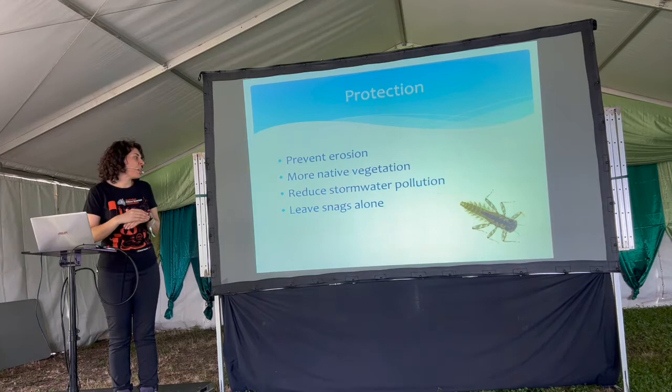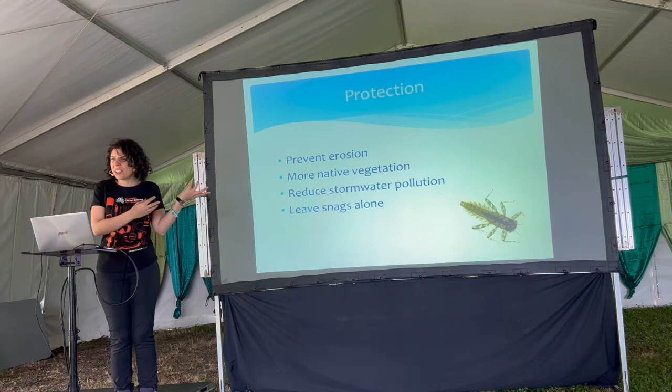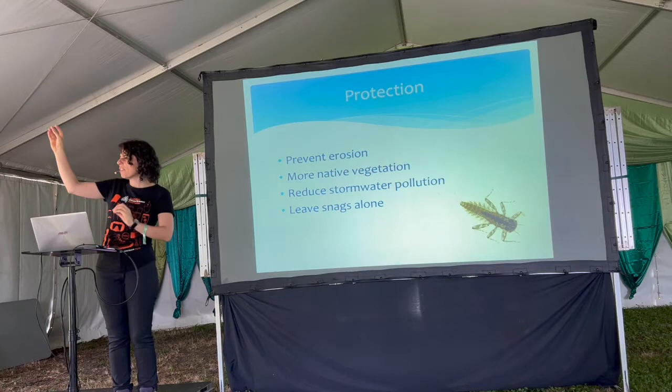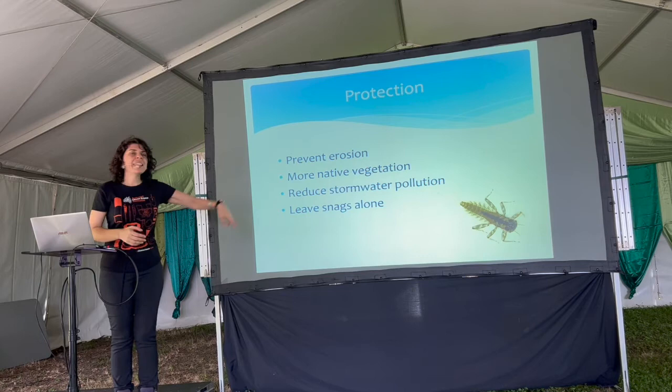Insecticides and things like that can affect aquatic insects as well. Sometimes these chemicals do end up on our roads, in our gardens and things like that, and end up being washed into our creeks by accident. And the build-up of all of that, a little bit here and a little bit there, it tends to build up. And leaving snags alone.